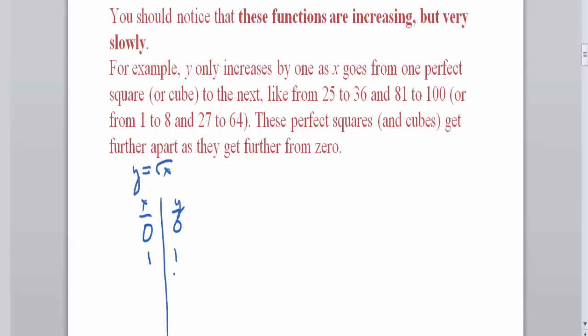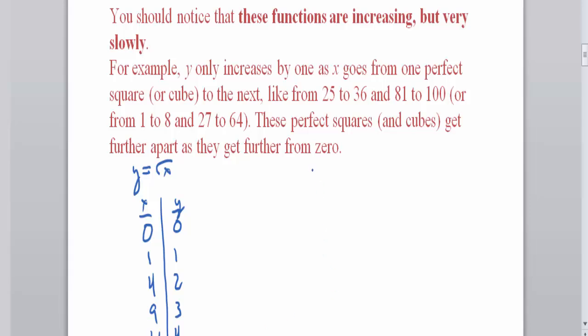But now y is not going to reach 2 until x is 4. Y is not going to reach 3 until x is 9, and y is not going to reach 4 until x is 16, and then it's not going to reach 5 until x is 25, and so on. So yes, y is going to keep increasing, but it's increasing very, very slowly, because you see how the change in x keeps getting larger and larger.